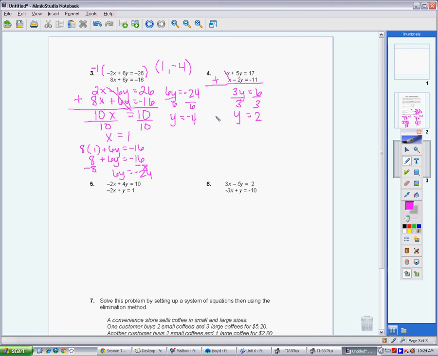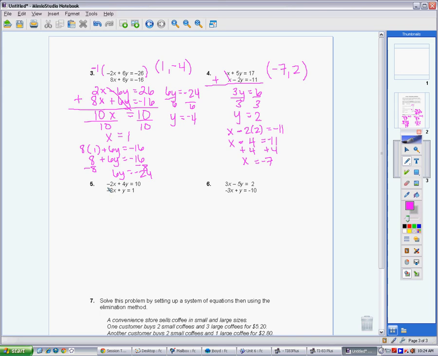Again, I'm going to use my bottom equation because my x is positive there. x minus 2 times 2 equals negative 11. I get x minus 4 is equal to negative 11. Then I'm going to add 4. And x is going to equal negative 7. So these two lines are going to cross each other at the point (negative 7, 2).